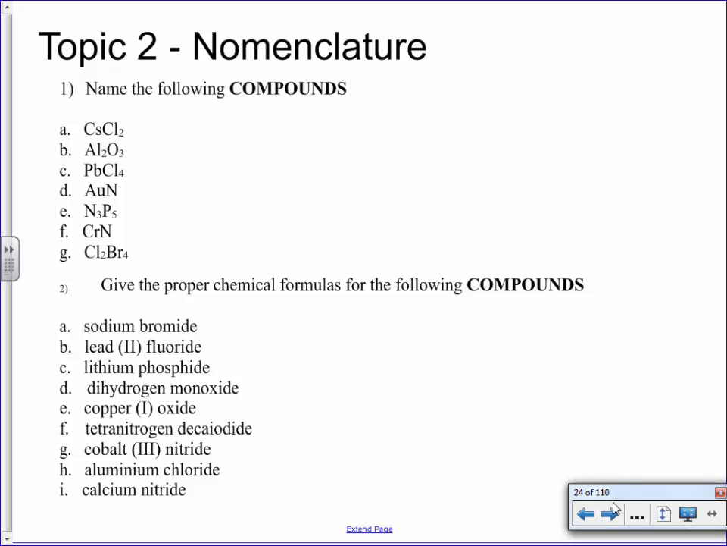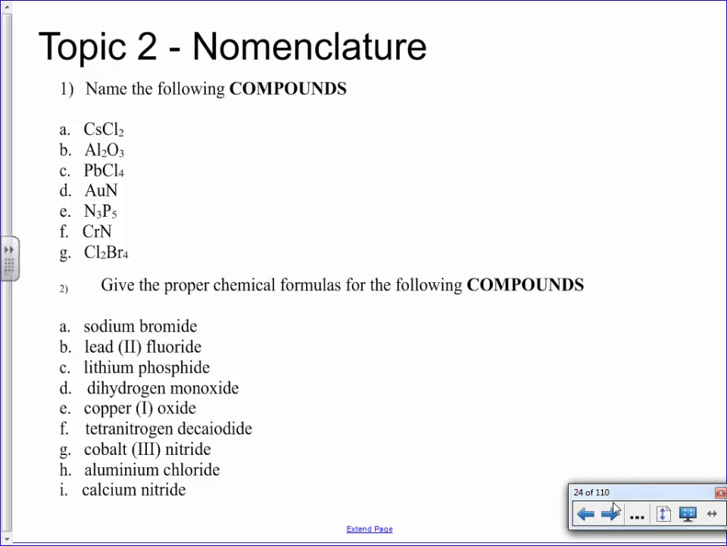But at some point I need you guys to be able to look at this like I do, and say, that's cesium chloride. That's aluminum oxide. That's lead 4 chloride. And literally be able to look at it and know that instantly. Does that make sense? I know you're not there yet, and that's why I've scheduled some work time, because kids always need that.